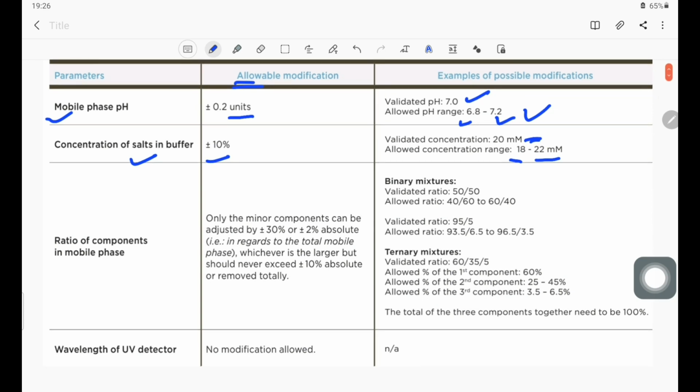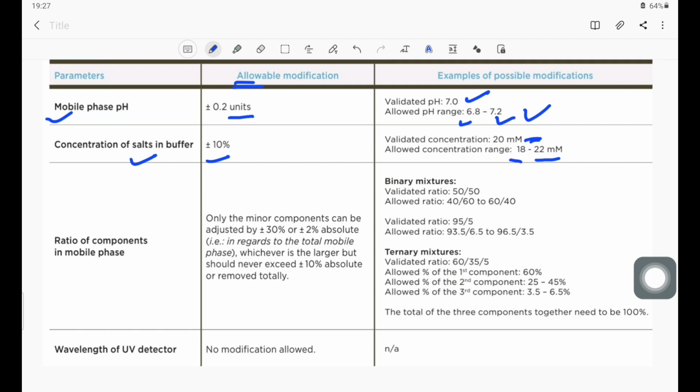The third component is ratio of components in the mobile phase. Okay, now the allowable modification says only the minor component can be adjusted by plus minus 30% or plus minus 2% absolute, that is in regards to the total mobile phase, whichever is larger, but should never exceed 10% absolute or be removed totally. It means we can make changes of plus minus 30% or 2% of the absolute value, whichever is larger, and we cannot make changes more than 10% of the absolute value, or remove any component of the mobile phase totally.